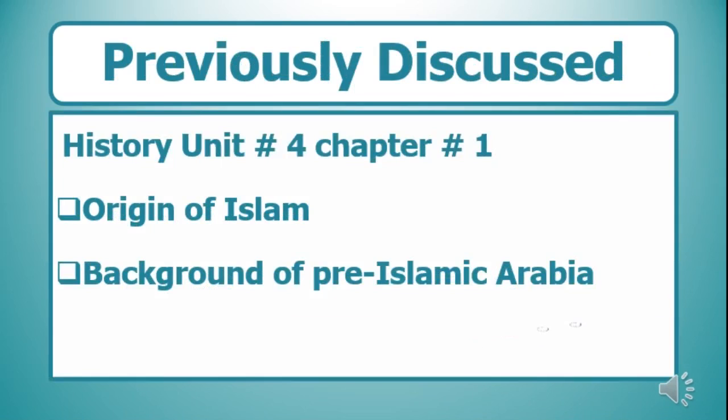But before starting today's lesson, let's see what we discussed previously. We discussed History's unit number 4 and chapter number 1, and we discussed how Islam originated, and the background of pre-Islamic Arabia.